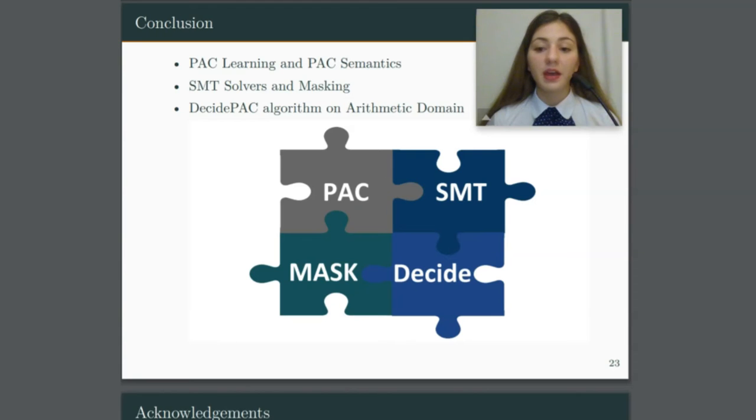To sum up, we have covered so far the SMT learning and semantics, the use of SMT solvers, and the masking process, and we briefly introduced the main algorithm.